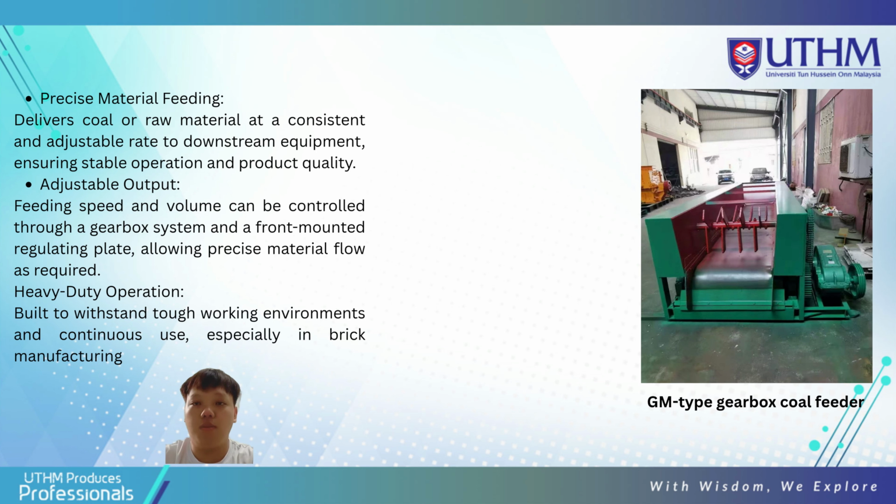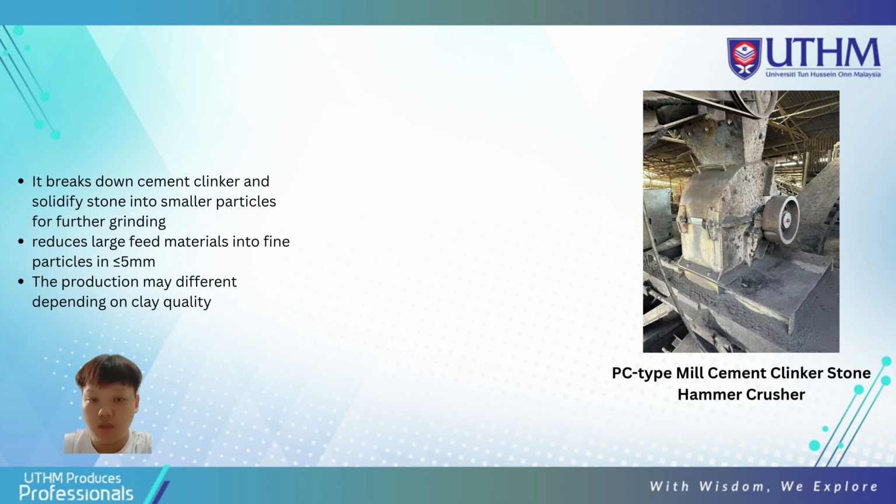The data table shows that its coal feeding capacity is adjustable, the belt width is around 800 millimeters, and the belt speed is around 10 to 13 meters per minute. The total power is around 4 kilowatts in 6 pole, and the total weight is 1,300.